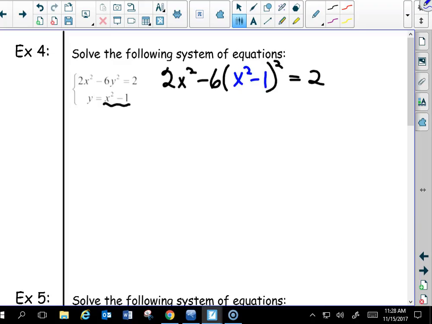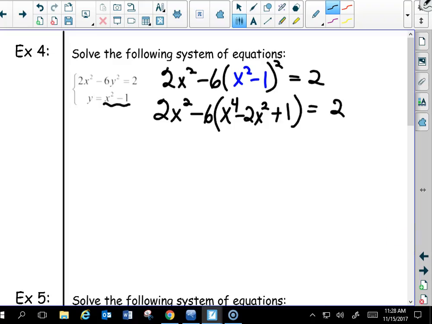Okay, now squaring that gets a little bit messy, but bear with me. I'm going to have a trinomial here. So x squared times itself gives me x to the 4th. x squared times negative 1 gives me negative 1x squared. I'm going to double that because I have two of those multiplications. And then negative 1 times negative 1 is a positive 1.